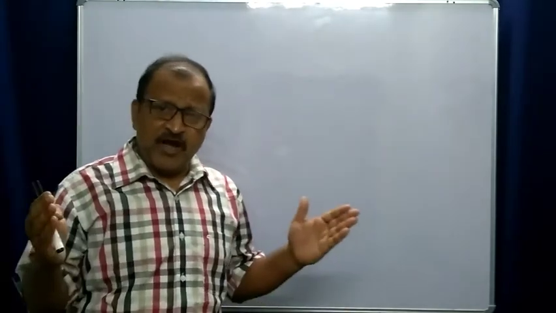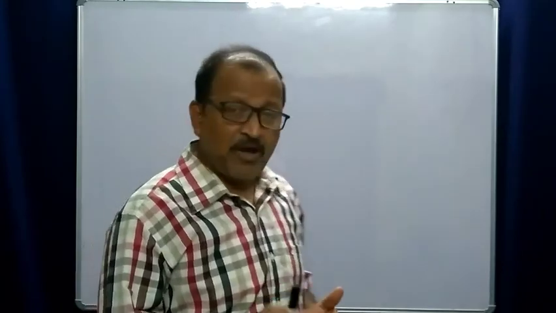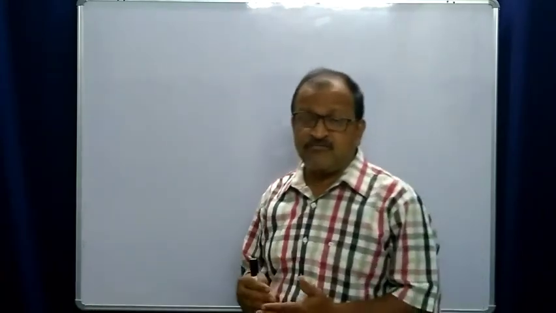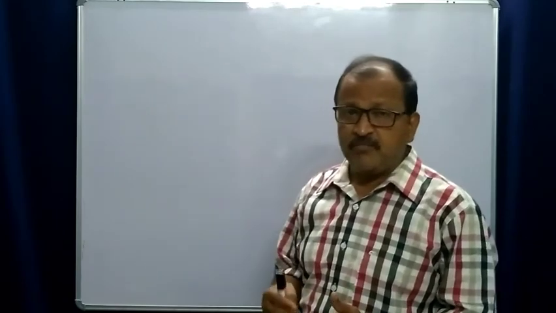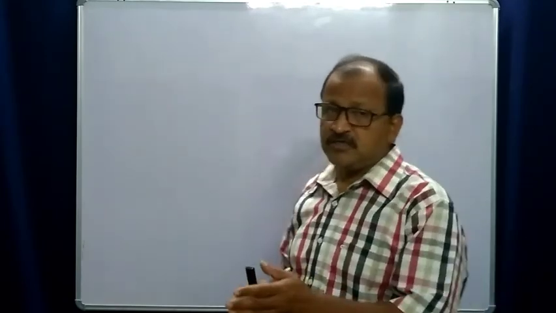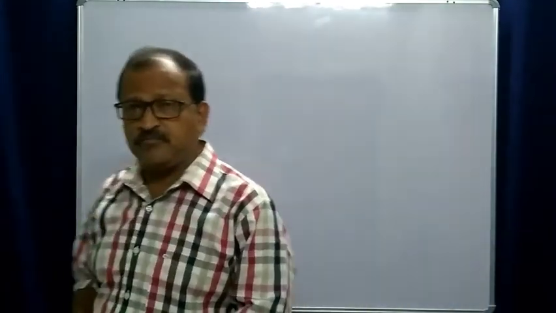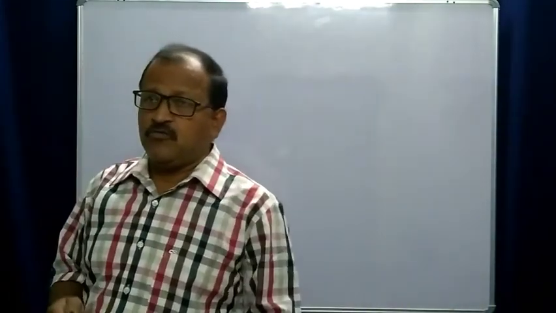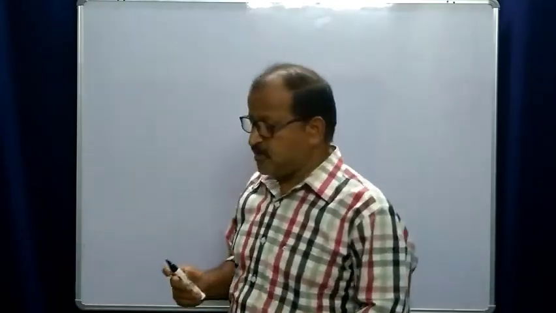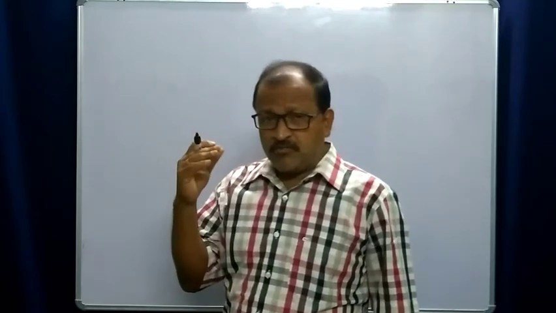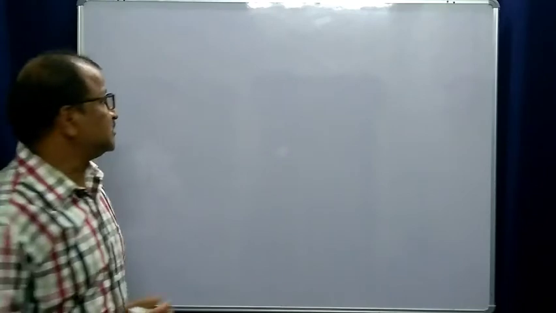We have read the addition theorem: probability of A or B, or probability of A union B, is probability of A plus probability of B minus probability of A intersection B. Let us derive the multiplication theorem. From conditional probability, we know the conditional probability.